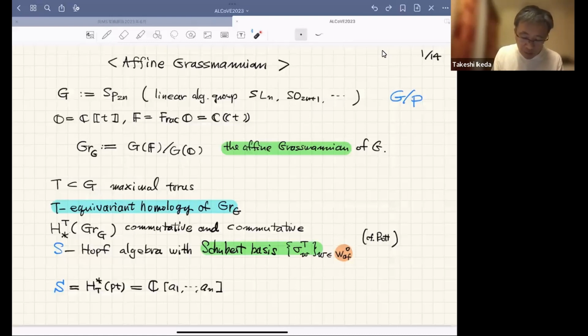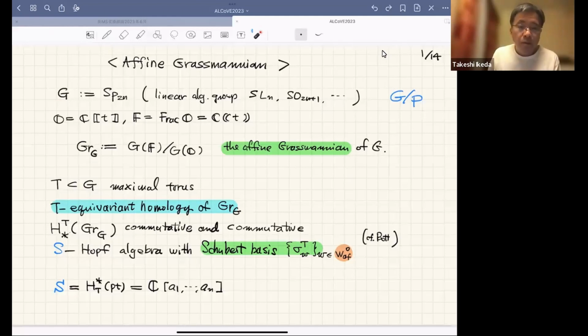So we consider the torus equivariant homology of this object. Here the torus is just the maximal torus of the basic group G. It's not the torus of this big group, but we just stick to the small torus, I mean the maximal torus of the original group.